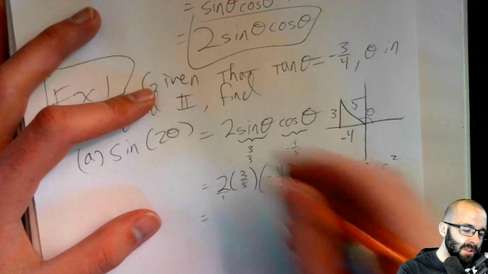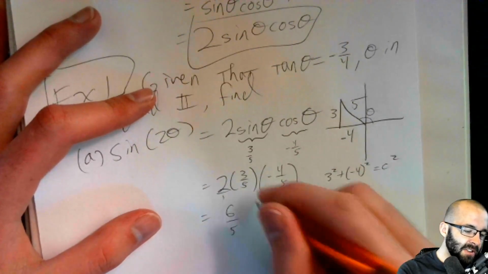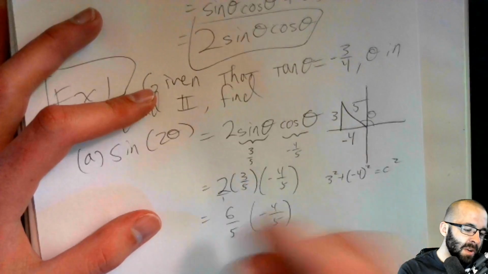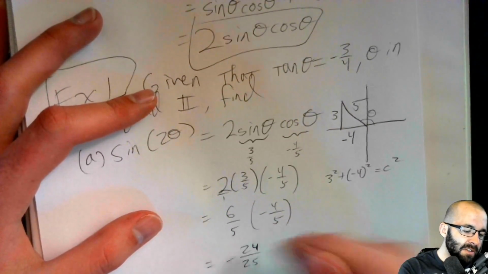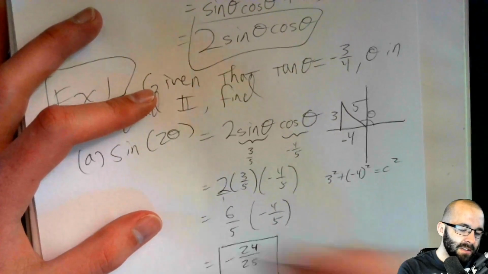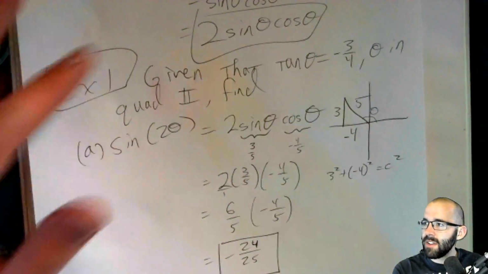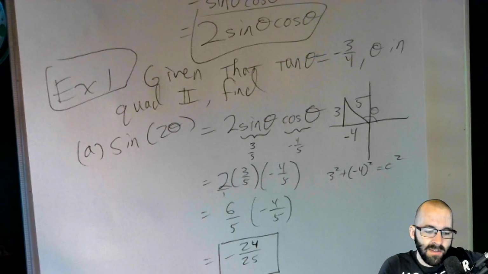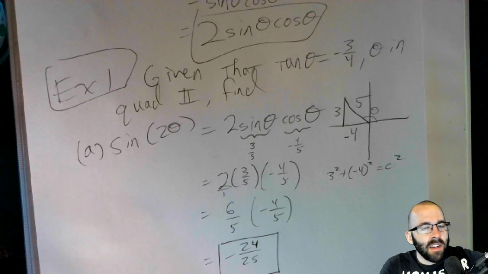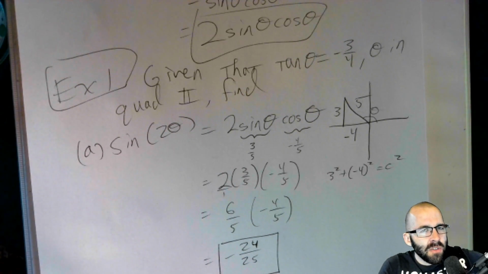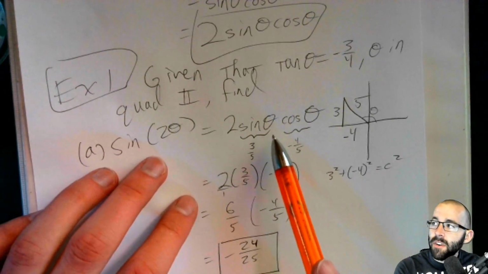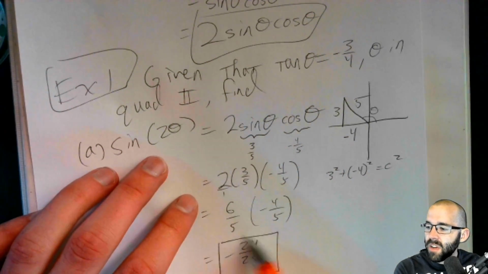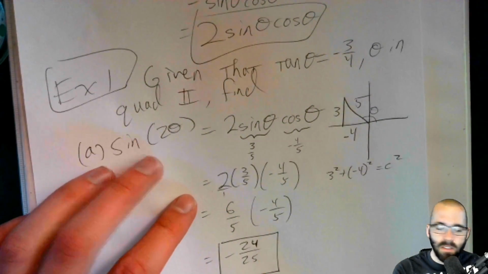6/5, right? This is 2 divided by 1. 6/5 on the first one, -4/5 on the second one. Multiply that across, you get -24/25. Ta-da! That's our answer. Okay, so again, it's really been a theme for most of the example problems in this chapter. Use the identity first, and then it's just a bunch of other trig and a bunch of other algebra, okay?